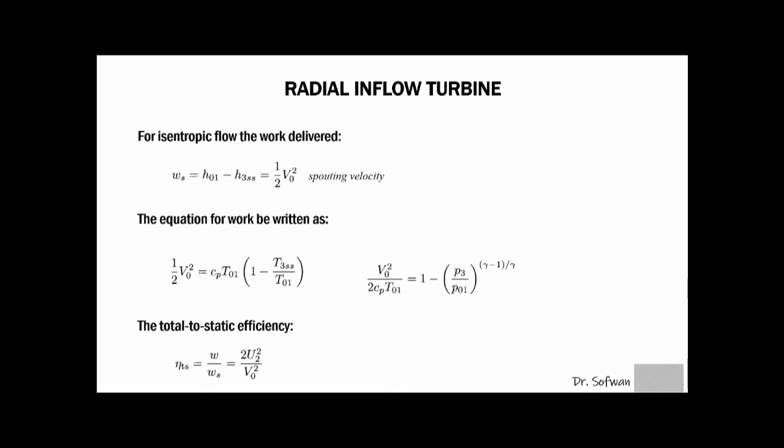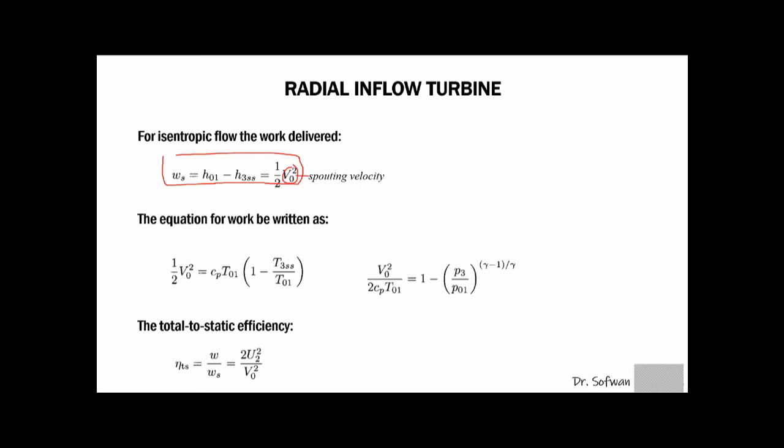Okay, for isentropic flow condition, the work delivered by a radial inflow turbine can also be calculated using another expression of work, which is equal to H01 minus H3SS, which equals 1 over 2 V naught squared. In this equation, V naught is called the spouting velocity.